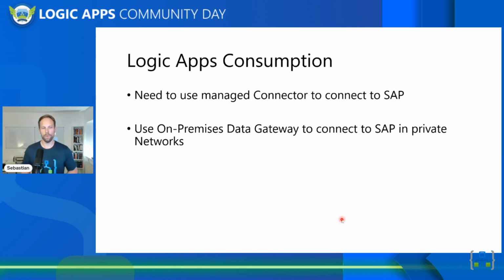So when you want to use Logic Apps Consumption to integrate your SAP workflows, you need to use the managed connector to connect to SAP. So in this case, you are in multi-tenancy mode to integrate SAP. And in many cases, the SAP system is in a private network, so it's not in a public network. You need to use the on-premises data gateway to connect to the SAP system in these private networks. I prepared a slide for this.